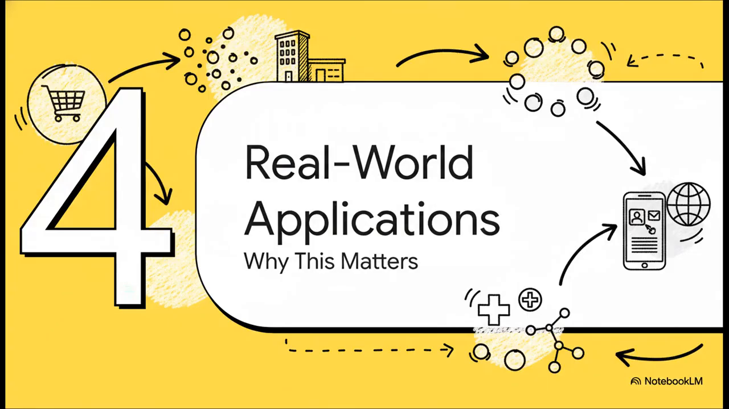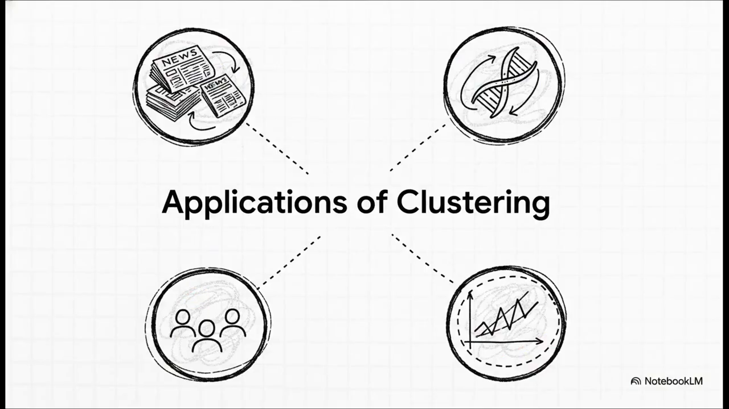Okay, so we've covered the how, but what's the real payoff? Why does this matter? Let's talk about the real-world applications where this technique really, truly shines. And the truth is, the applications are just everywhere. It's used to group news articles by topic, to help scientists discover genes that have similar functions, to create those customer segments we talked about at the beginning, and even to find stocks that tend to move together in the market. Its versatility is just incredible.